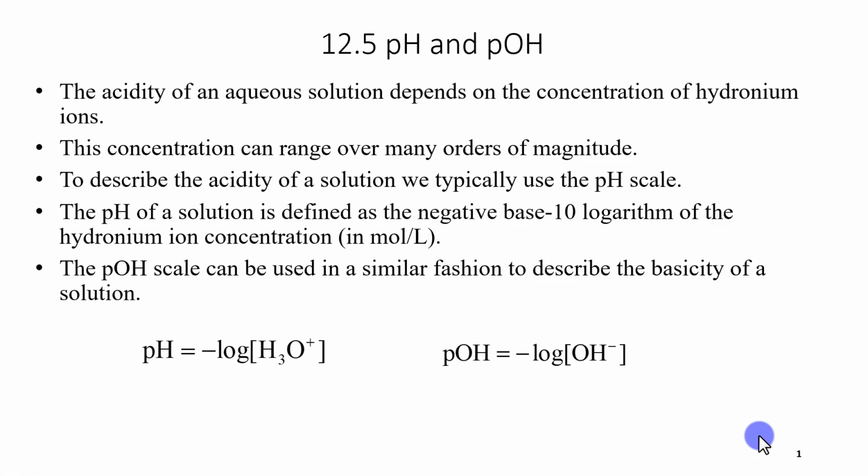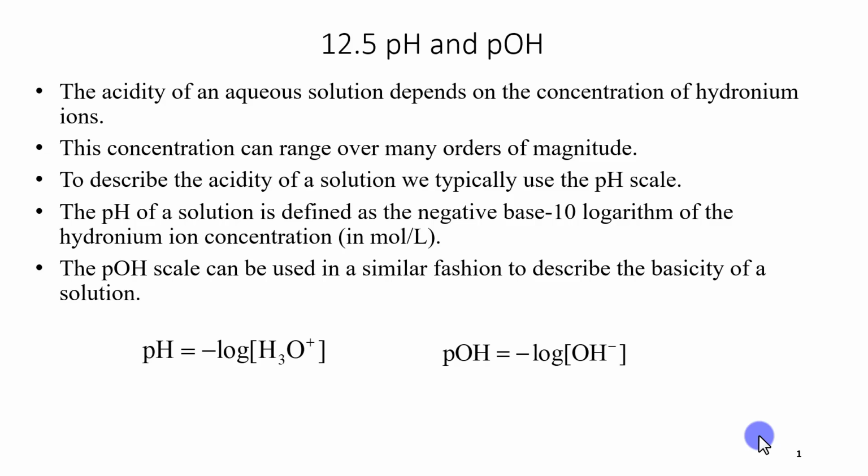In this section of Chapter 12, we're going to introduce the concepts of pH and pOH. The acidity of a solution, so how acidic a solution is, is dependent on the concentration of those hydronium ions. And we can say the same thing for the basicity of a solution. So the basicity of the solution depends on the concentration of the OH minus or the hydroxide ions. Those concentrations can range over quite a large order of magnitude.